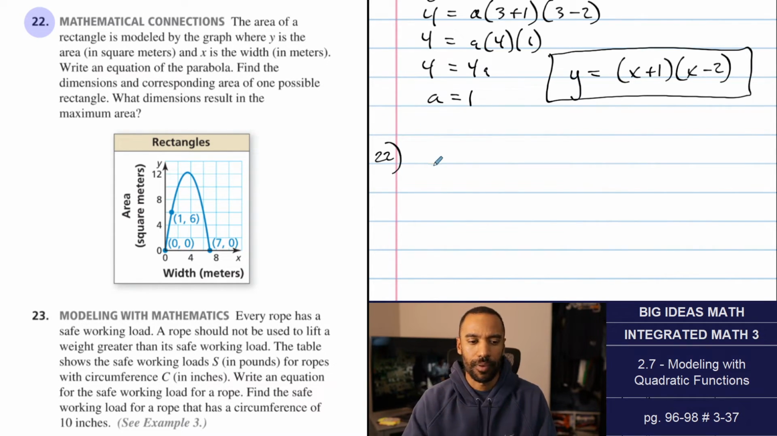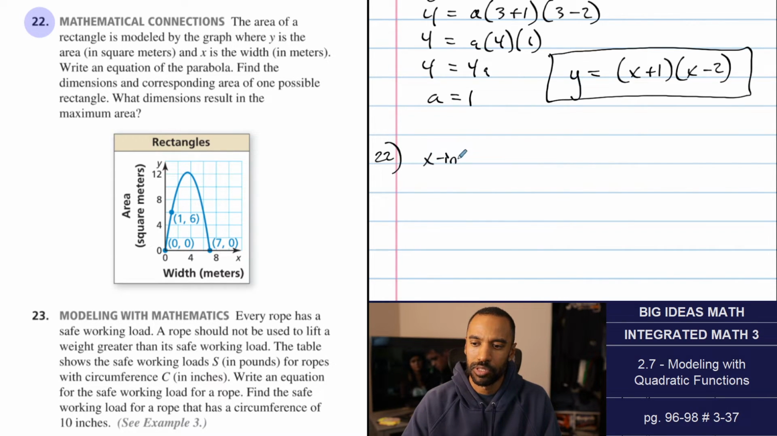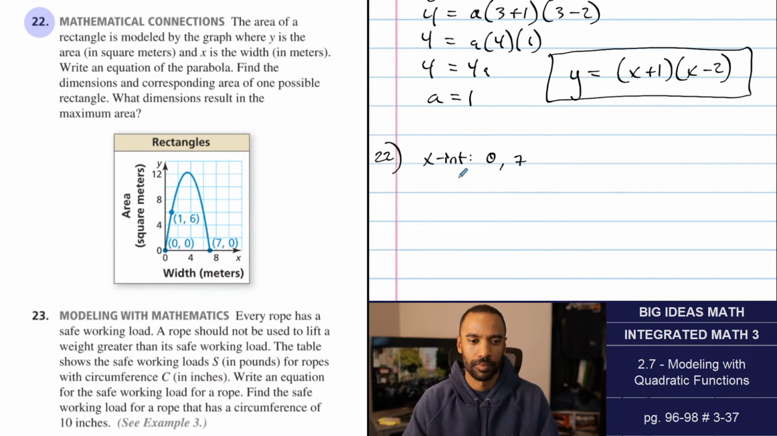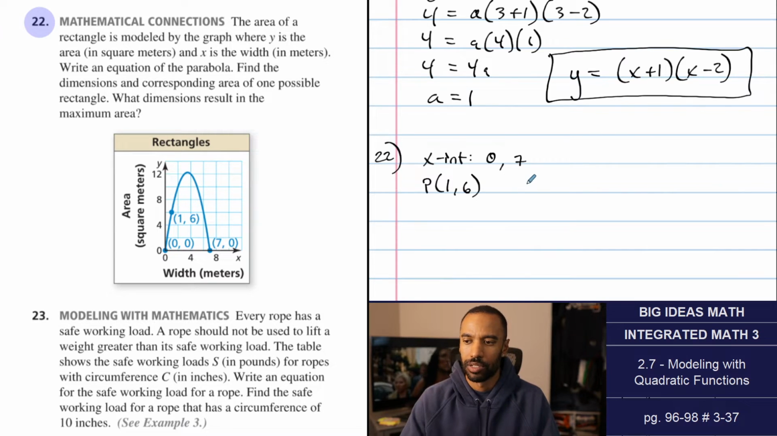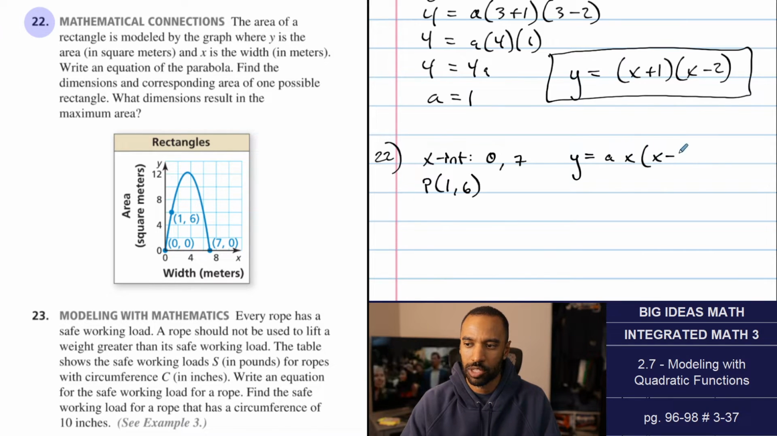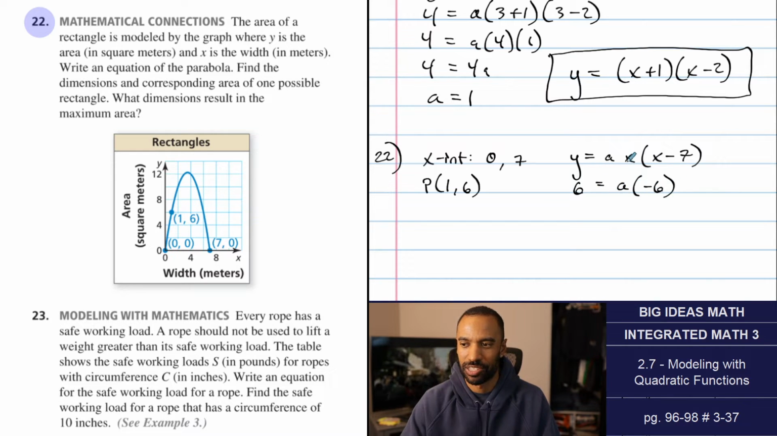Anyway, we have x-intercepts on number 22 of 0 and 7. We have a point that we go through that is (1, 6). Due to that nature, we know that we have a times x times x minus 7. I want to really make sure you're understanding how that's working. It looks weird, but it works like that. 6 is a times 1 minus 7, which is negative 6. I'm really going faster on that, so our a value is negative 1.